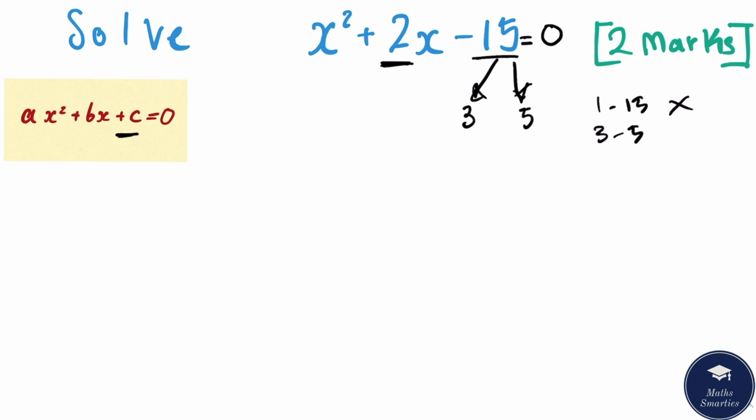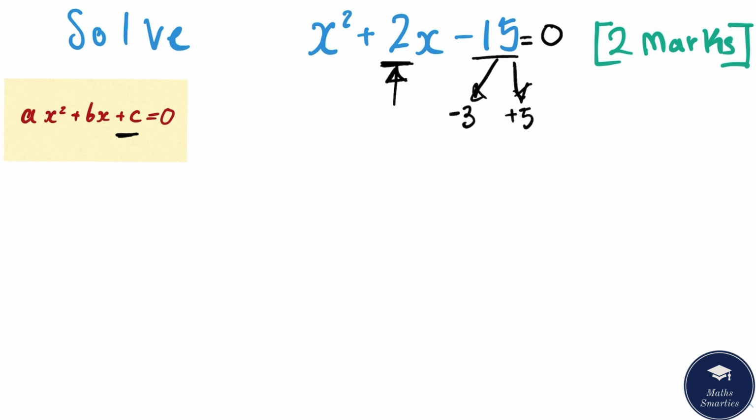Now, we need to look at the signs. Here, c is negative. So, we need to look at the sign of these factors, 3 and 5. Which one should be negative, which one should be positive to get the total of 2? Now, it could be 5 minus 3. So, the 5 is positive, the 3 is negative. And that's how we solve this.